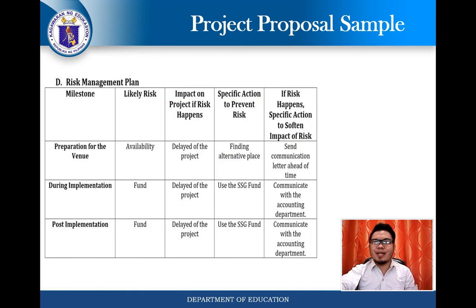Yan, importante po yan. Then, ito naman yung risk management plan. May say risk, ano yung mga possible na hadlang sa paggawa ng ating project. So, being futuristic pa rin to. So, yung preparation ng venue, ayan. So, isa sa mga problem dito is yung availability niya. Available ba siya sa araw ng webinar natin? Kasi kung hindi, delayed yon. Then, hanap tayo ng specific action for this. Hanap tayo ng ibang lugar. Then, mag-send ng communication ahead of time.